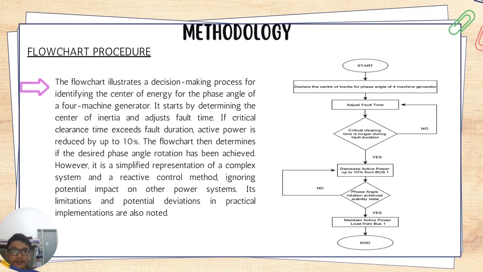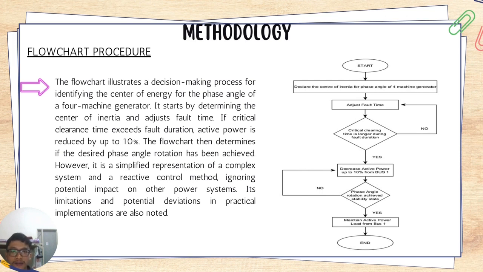Like I mentioned before, the center of inertia formula is the sum of all 4 machine phase angles divided by the sum of all mass inertia for all 4 machine generators. After we declare that on the Simulink block, we will have the total 4 types of angle on the output scope. Then we need to adjust the fault time on the 3-phase power system Simulink block. We adjust the fault time in seconds.